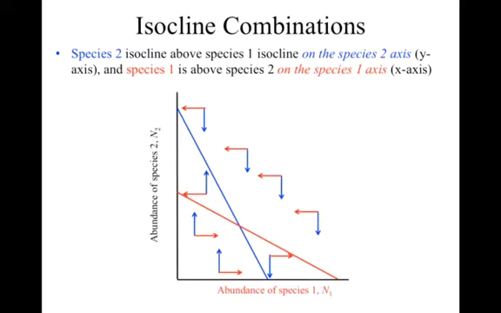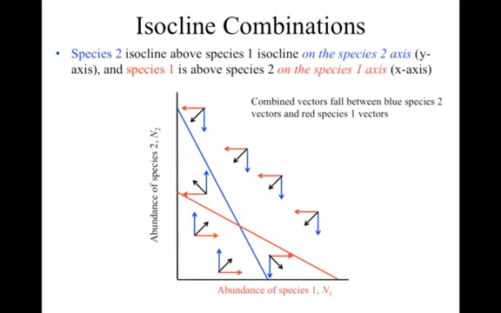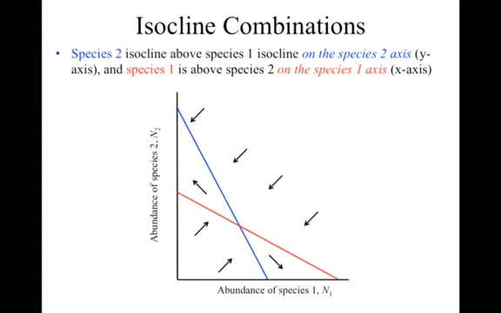And again, what I want to do is look at the combined vectors for how the system as a whole will move. So I add those vectors together. That means drawing arrows in the middle of them. And then I'm going to remove the 2 independent species vectors. And there's the vectors for the whole system.